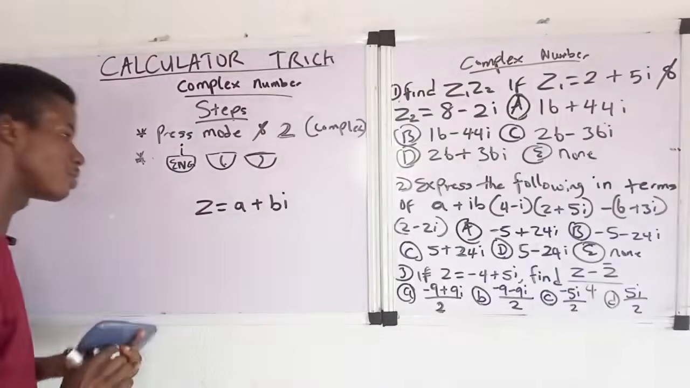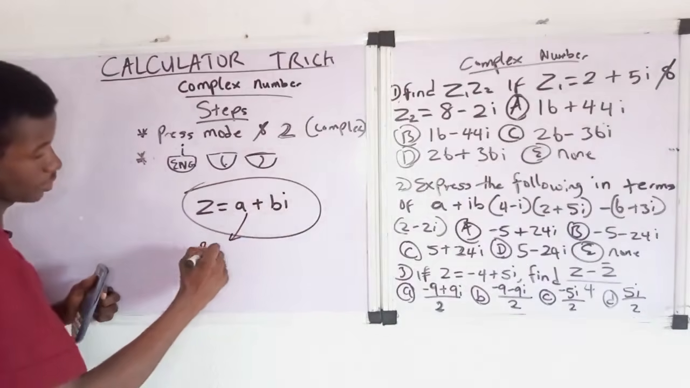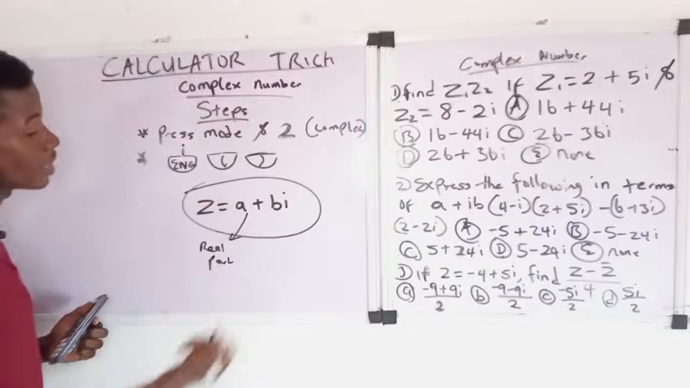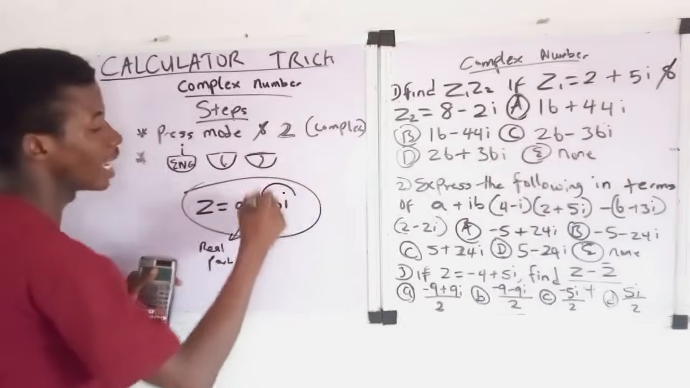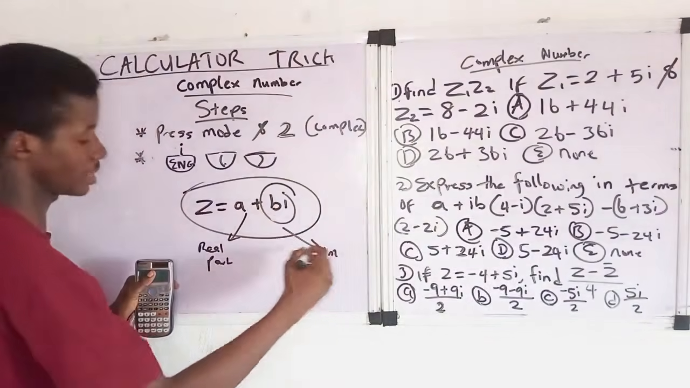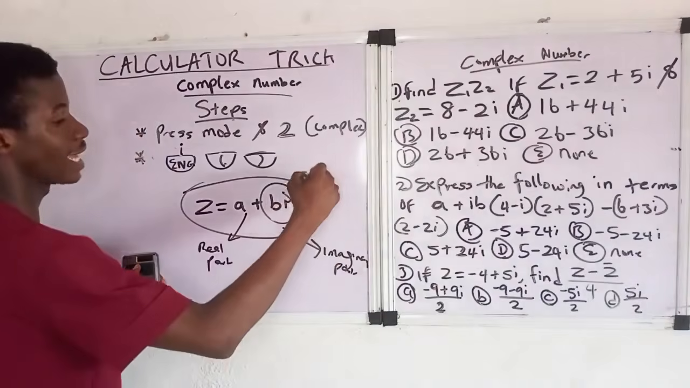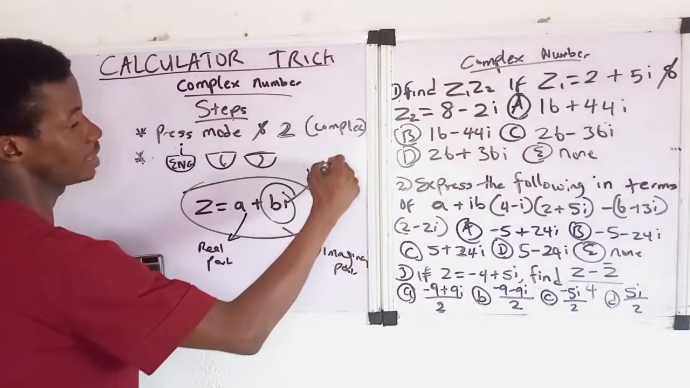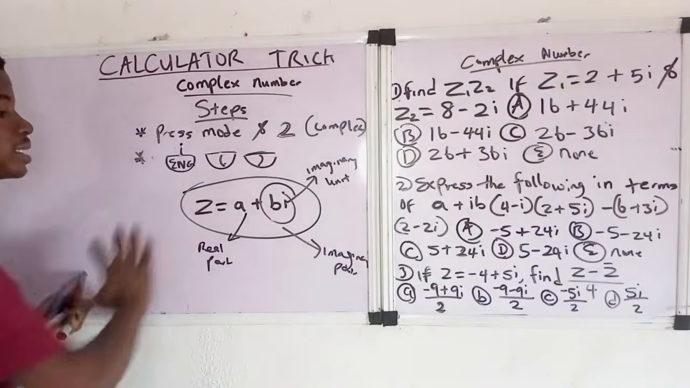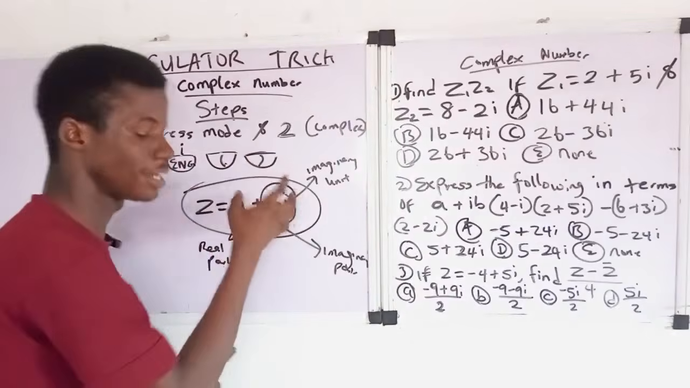A complex number is a number made up of a real part, that is a real number, and an imaginary part. The b is the imaginary part, then the i is the imaginary unit. So this is a complex number, a number made up of a real part and an imaginary part.